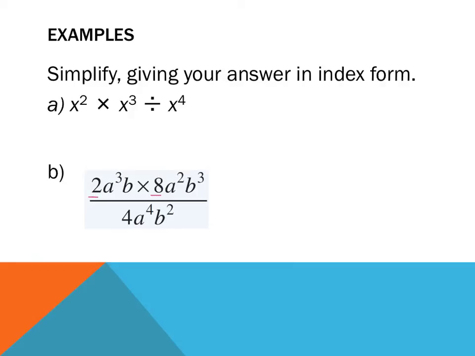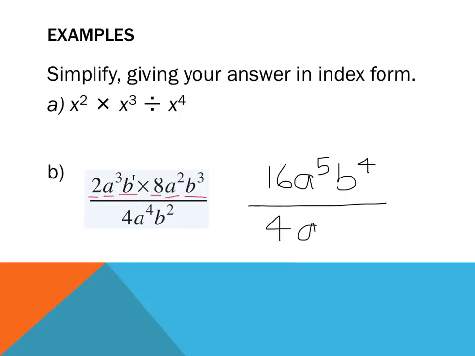Let's deal with our numbers first. 2 times 8, 16. Let's deal with the first pronumeral, a. A to the power of 3 times a to the power of 2. Use my index law to simplify that to a to the power of 5. Now I've only got one b. Always write a 1 in there to help remind you. So that's b to the power of 1 times b to the power of 3. That becomes b to the power of 4. Then I divide it by 4a to the power of 4, b to the power of 2. Cool. Now it looks like something I've seen. Now I can actually do something.